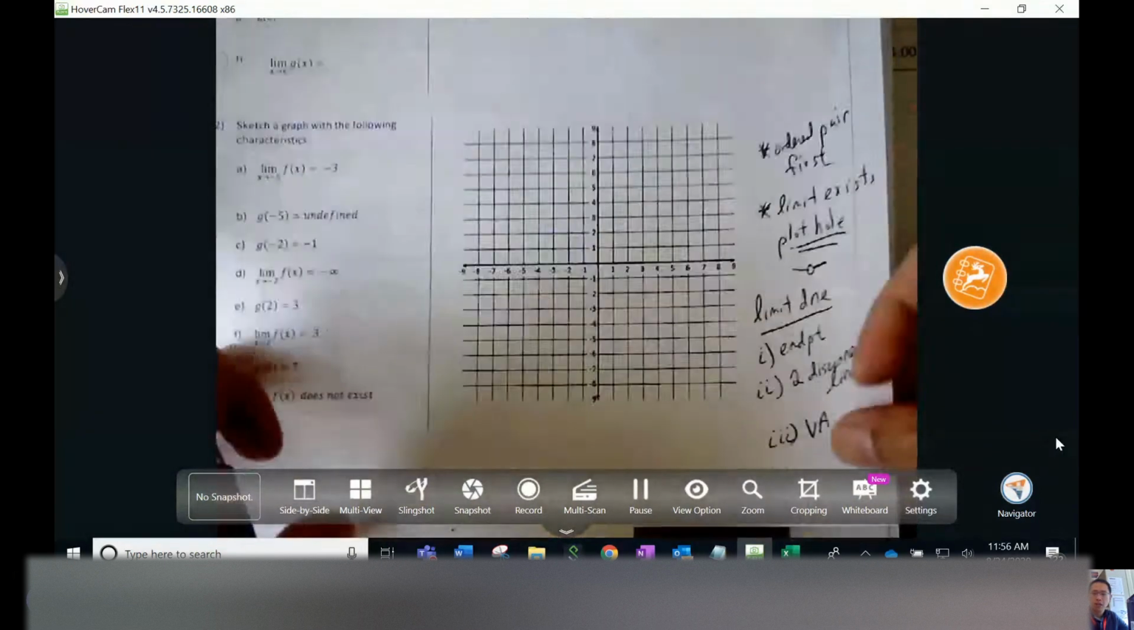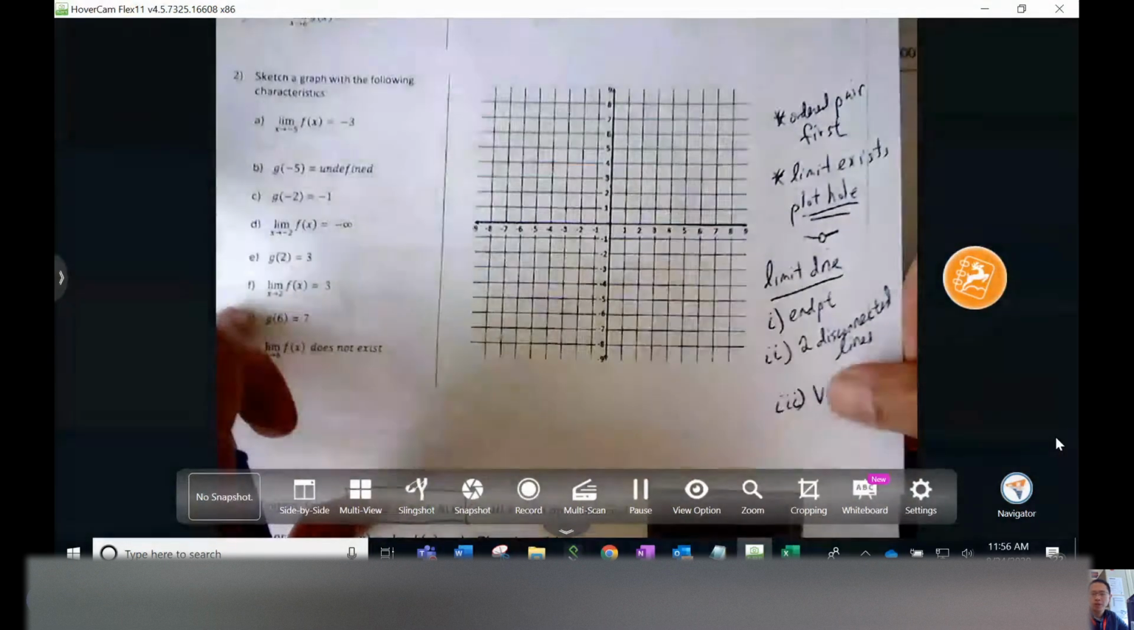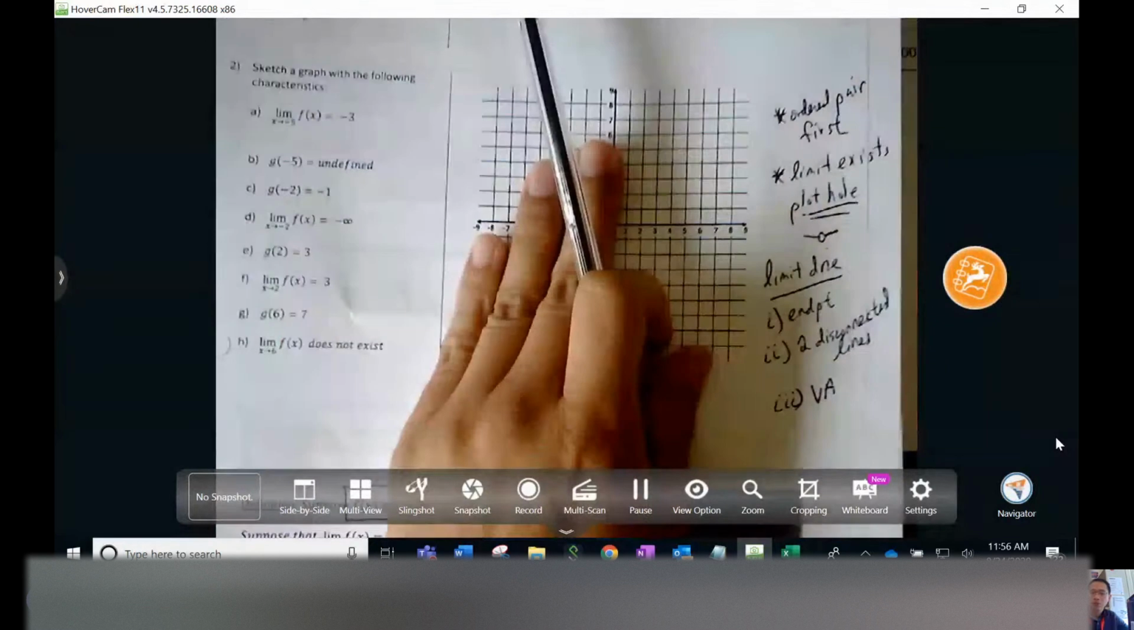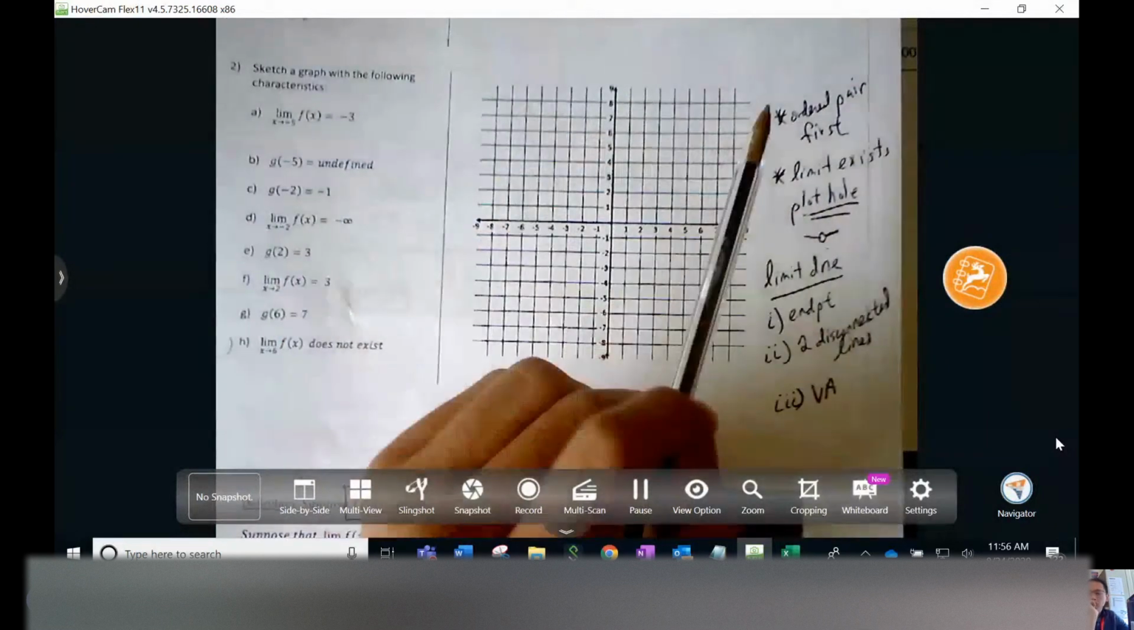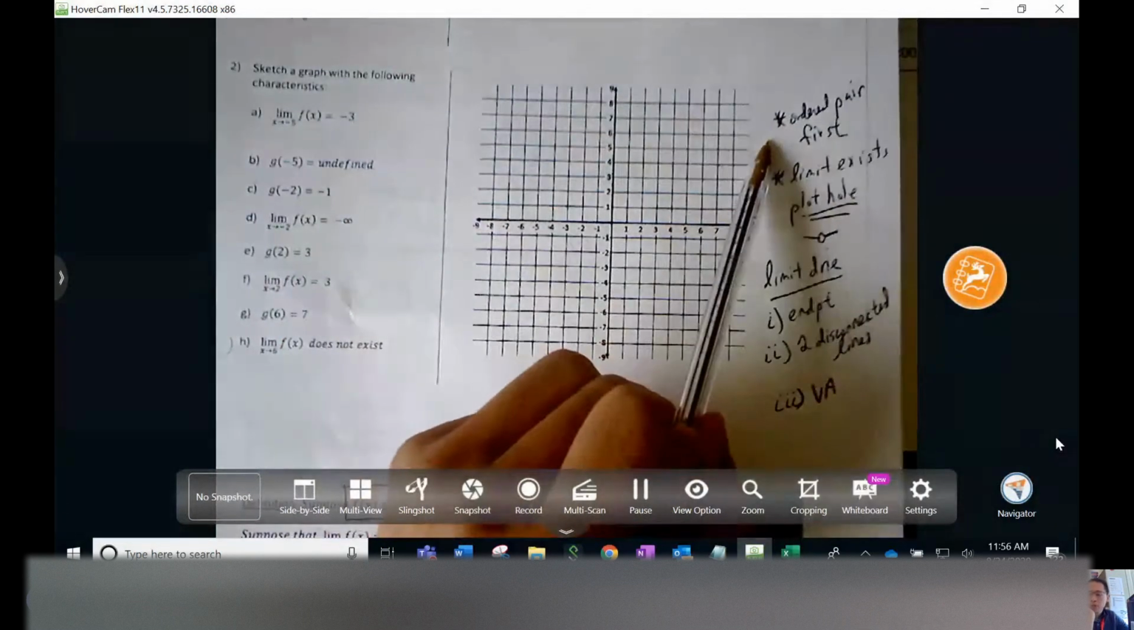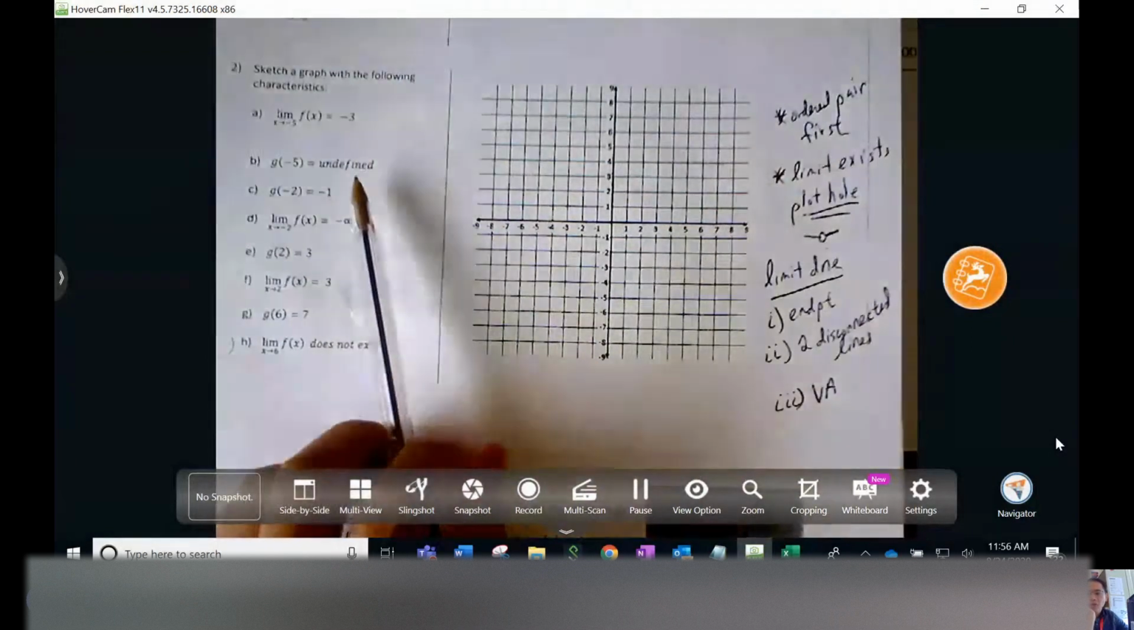Right. Now, the more challenging ones are the ones where you have to take properties and put them onto a graph. So what I would do is I would start with ordered pairs first. I think those are the easiest ones to put down on paper. And then you want to move on to the limits.